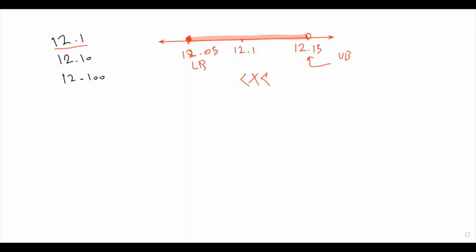However, 12.05 is included, so I'm going to use the greater than or equal symbol, and this is 12.05. For the upper bound, it is not included, so I just use the less than notation, so 12.15. So there are two ways you can show this. This is on a number line, and you should know both, because the question might ask you specifically for a particular method. And this was 12.1.